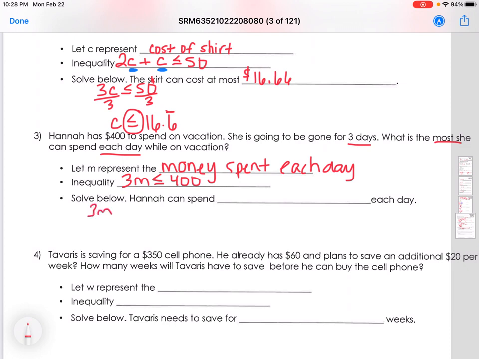So 3 times M is less than or equal to 400. So I would divide both sides by 3. So that would give me $133.3 repeating. So the most I can spend each day would be $133.33.